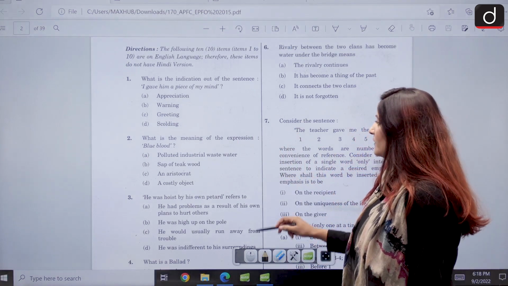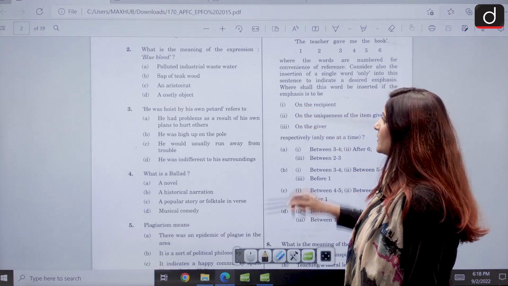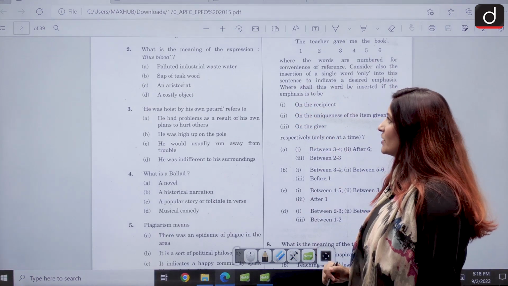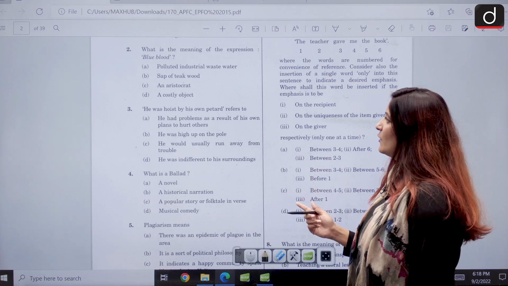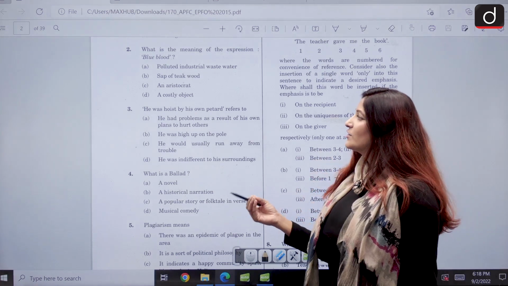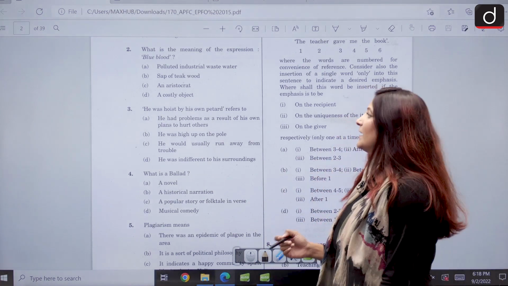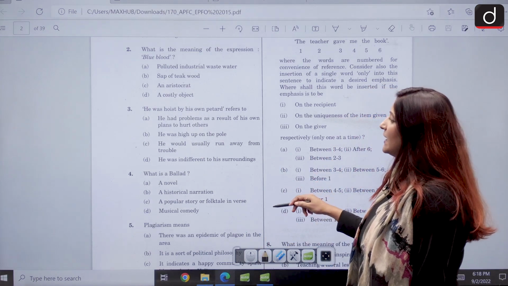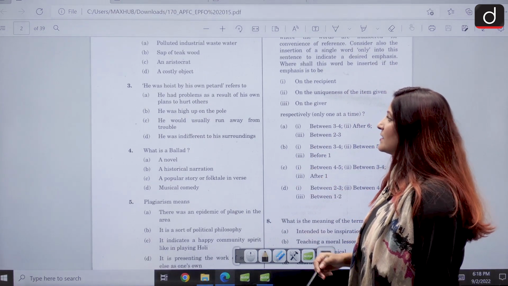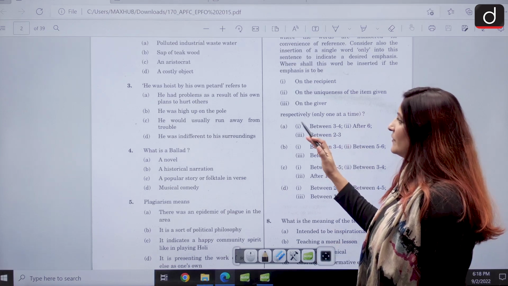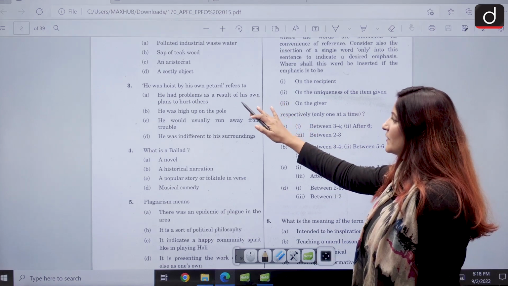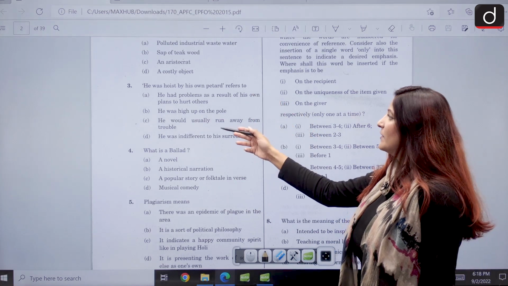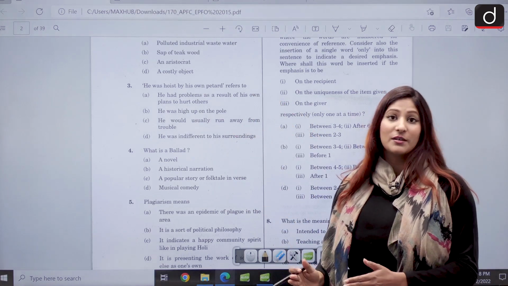Then comes another thing. What is the meaning of the expression blue blood? Polluted industrial wastewater, sap of teak wood, an aristocrat, or a costly object. Again, this is a phrase you have to know about. He was hoisted by his own petard. We have to understand what does this phrase refer to. Okay, so options will be given like this. So phrase as well as words.